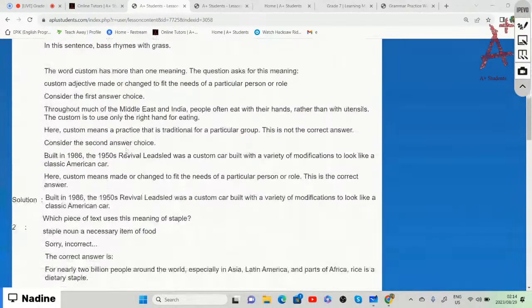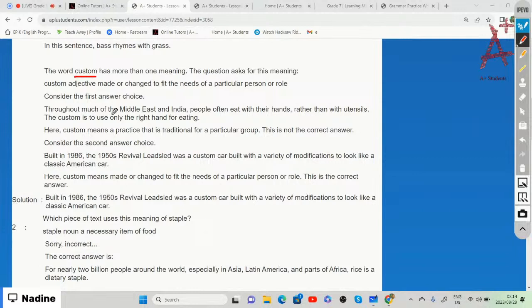If we look at what the word custom is, let's underline it. Here's the word custom, and it has more than one meaning. Remember, you will find a word that is spelled the same and pronounced the same, but the meaning is different. Or you will have the same word that is spelled the same, but the pronunciation is different as well as the meaning.